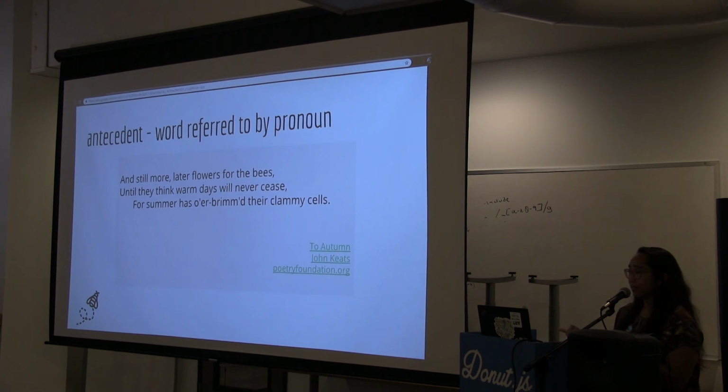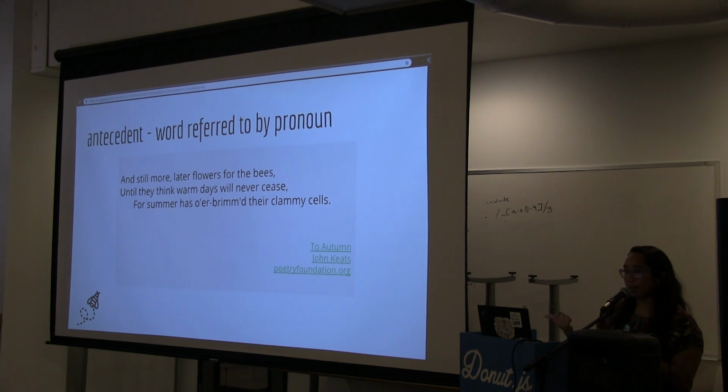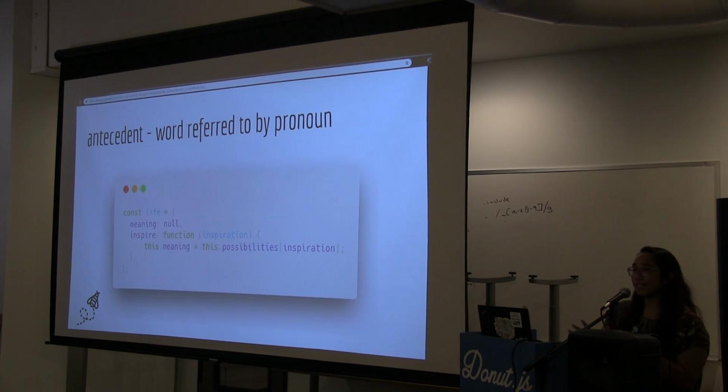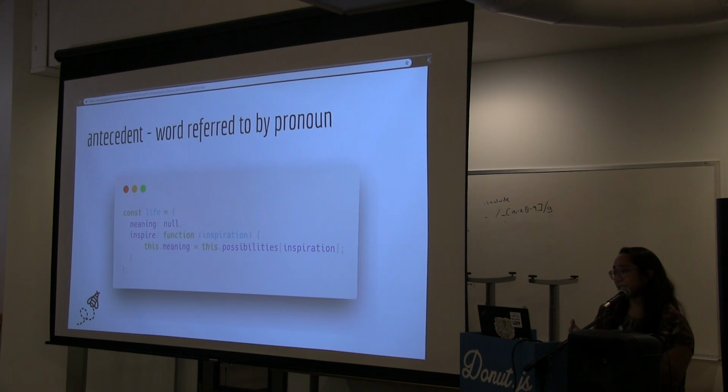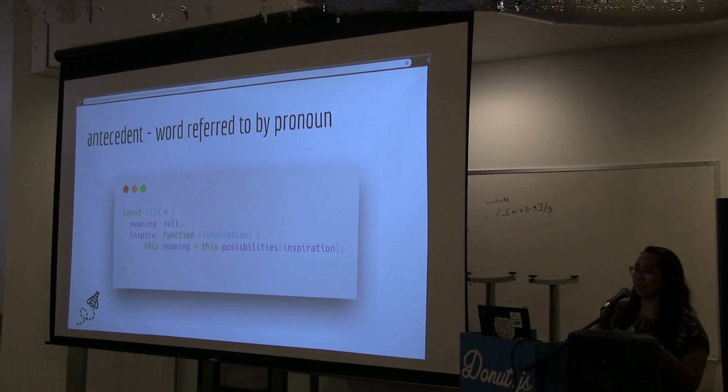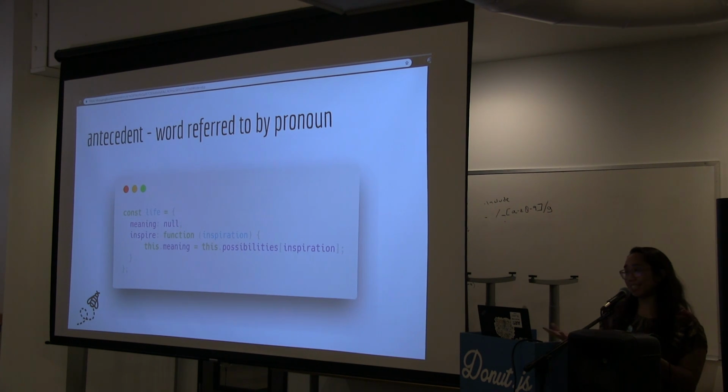In this example from To Autumn by John Keats, the bees is the antecedent of the pronouns in the next two lines, they and their. In code, the first thing that jumped out to me as an example of antecedent is everyone's favorite part of JavaScript, this, which essentially acts like a pronoun for another object in our code. So next time you're trying to figure out what this is referring to, you can ask, what is its antecedent?